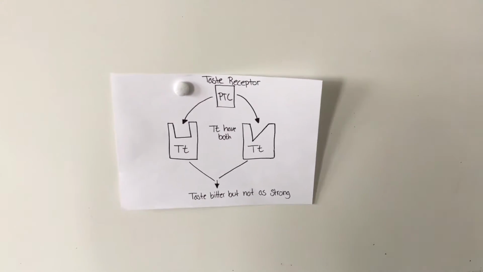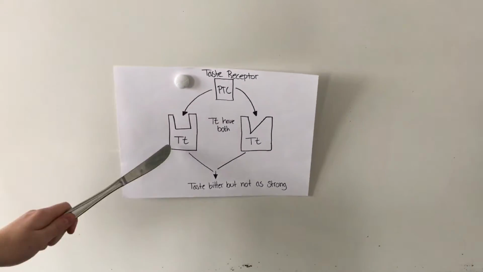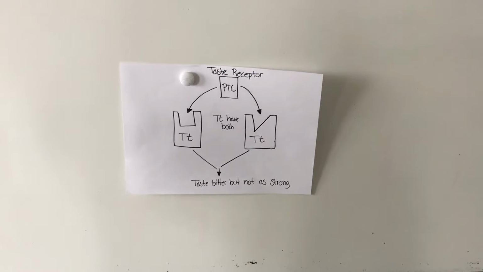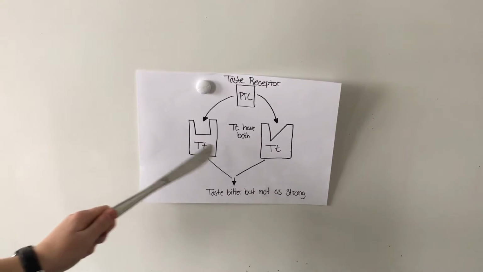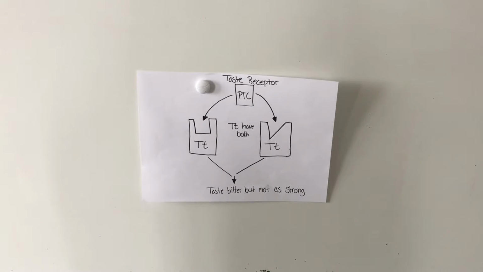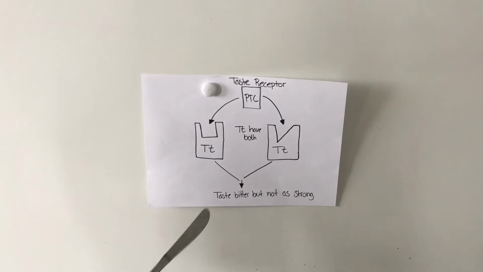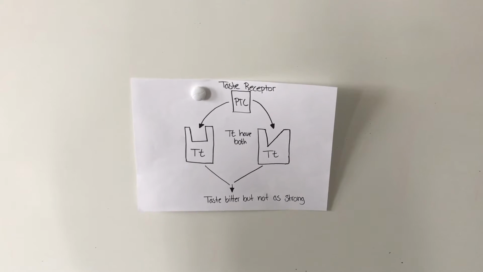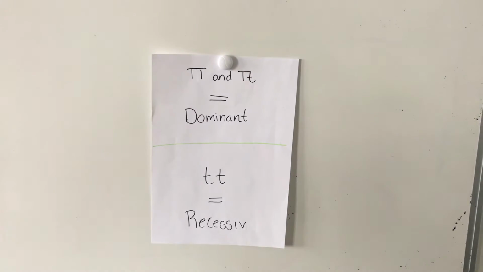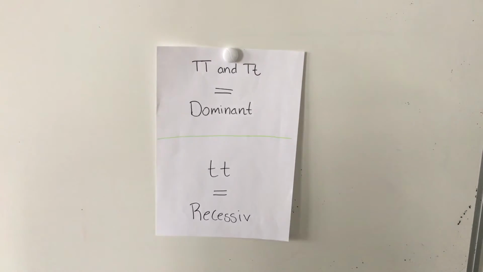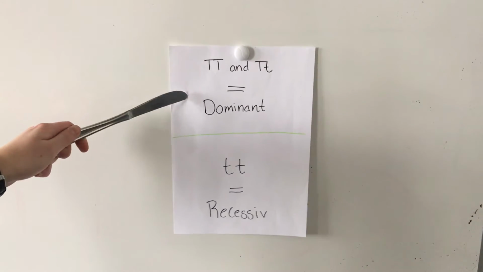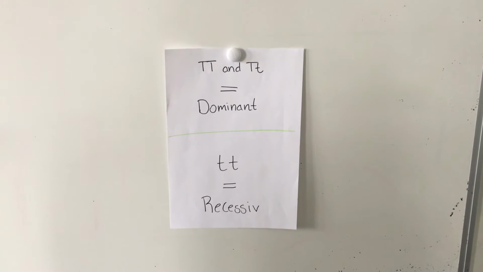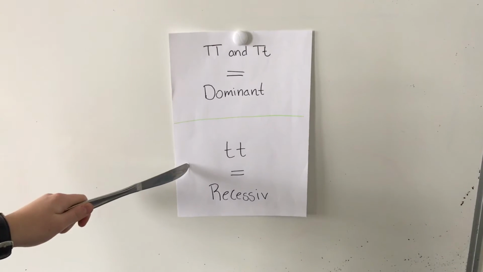If you have both the capital letter T and the small letter t in your gene, you would have both a taste receptor that can and can't attach to the PTC. It doesn't mean that you aren't able to taste the bitterness, but the taste is weaker than if you have 2 capital letter T's. So the 2 capital T's are dominant, together with the one with the capital T and the one with the small t. That means that the one with the 2 small t's are recessive.